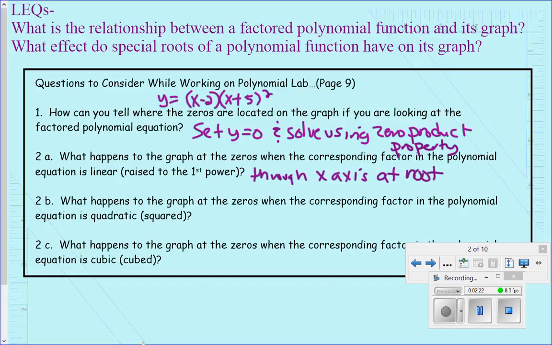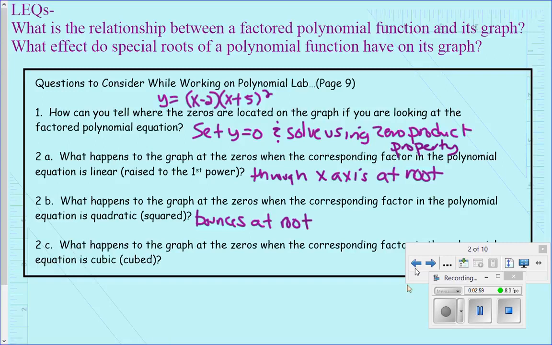Okay. On the other hand, if we have a squared, like we do in equation 1, we have x plus 5 squared, there it bounced at negative 5. And same thing, any of the ones that have a squared, like equation number 4 has x plus 3, the quantity squared, and it also bounced at negative 3. So if it's squared, it's going to bounce at the root rather than going through the x-axis.